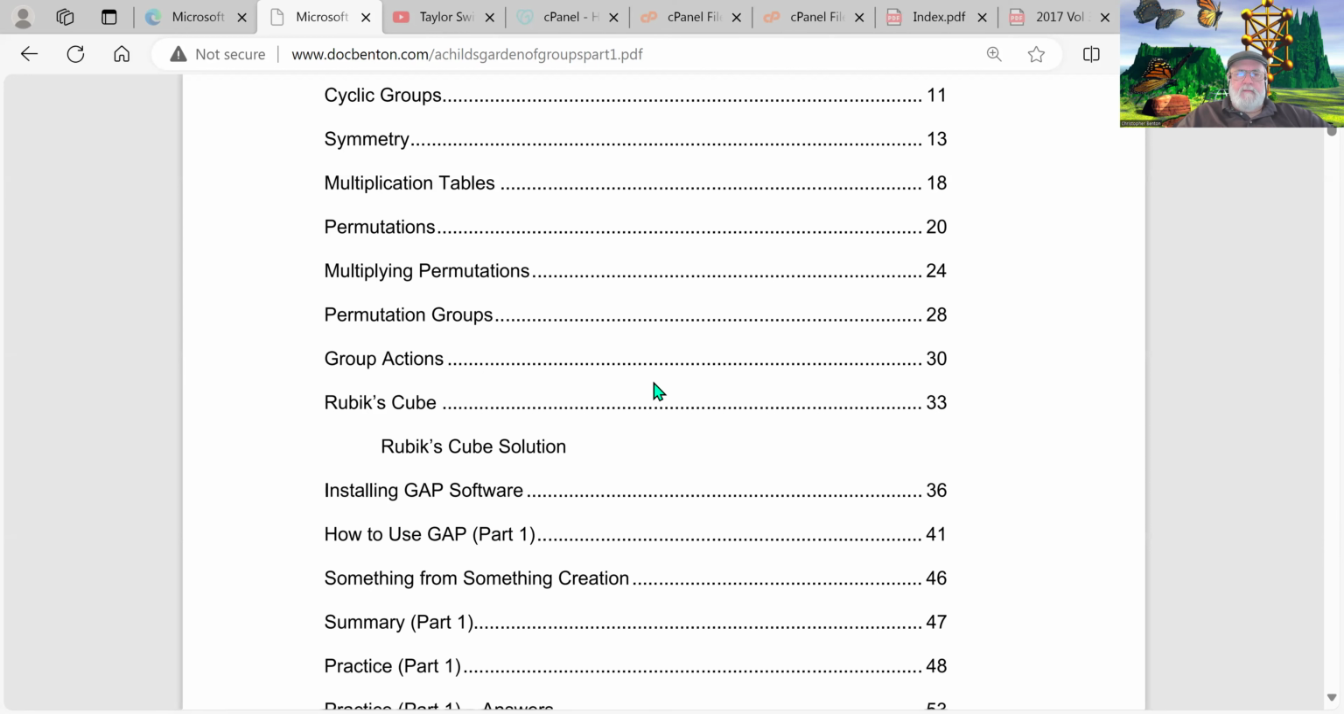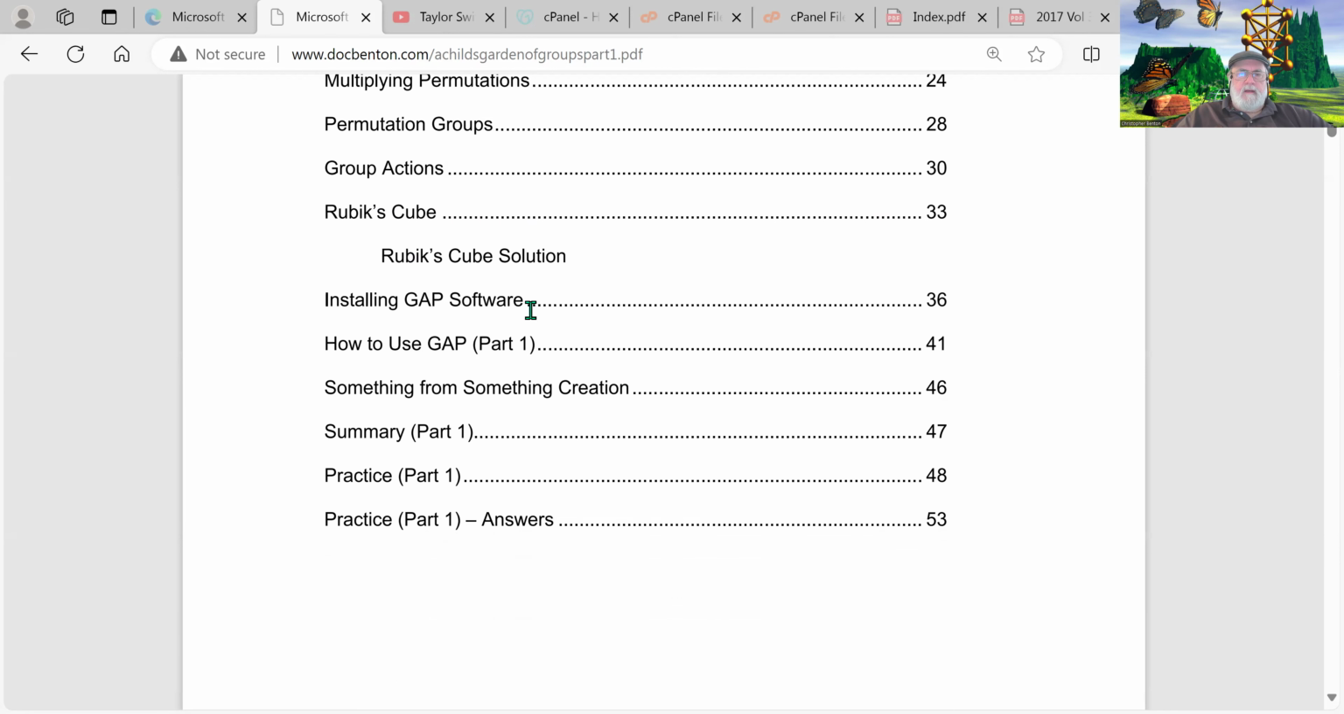Now, as a natural way of understanding group theory, and experiencing groups hands-on, I talk about Rubik's Cube. And I pretty much reference Rubik's Cube throughout. And in every one of these modules, I show you how to do things in GAP software. This software is another way to get a hands-on experience of groups.